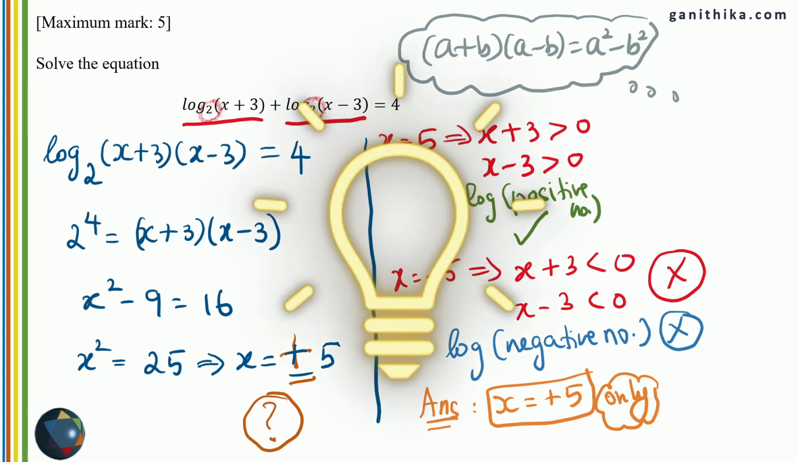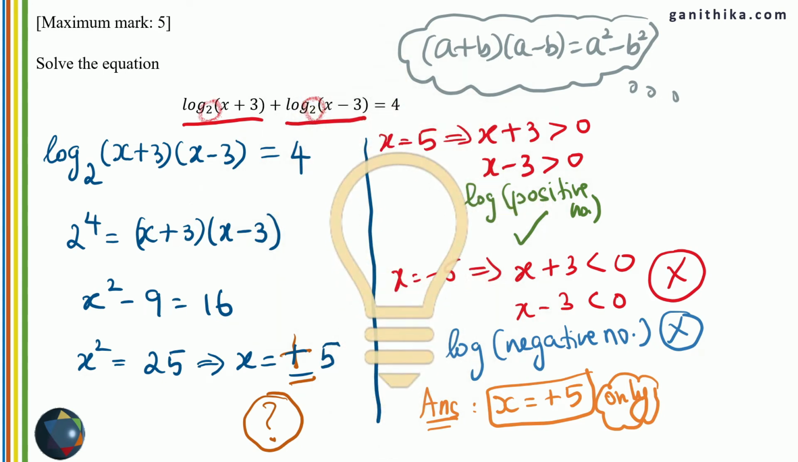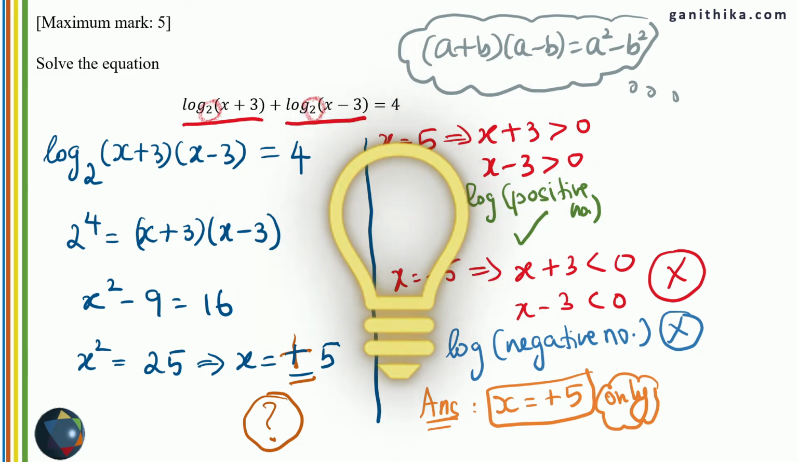Whenever you have a logarithmic equation, after getting the values of x, you have to go back to the equation, check which of the solutions will give you positive values inside the logarithms, and give that answer and reject the answer which gives you the negative values inside the logarithms.